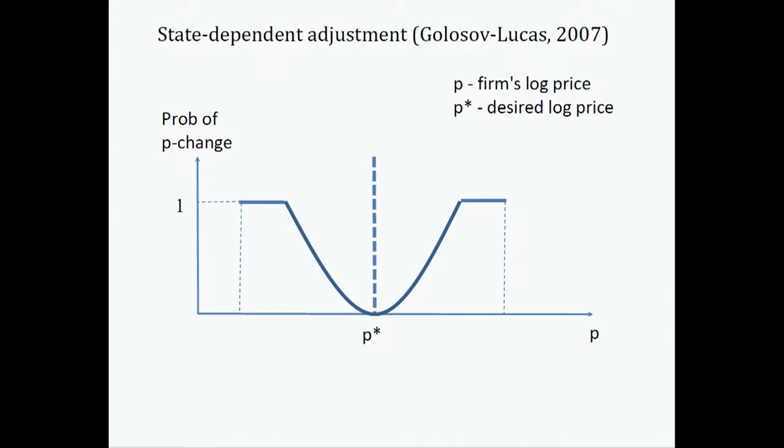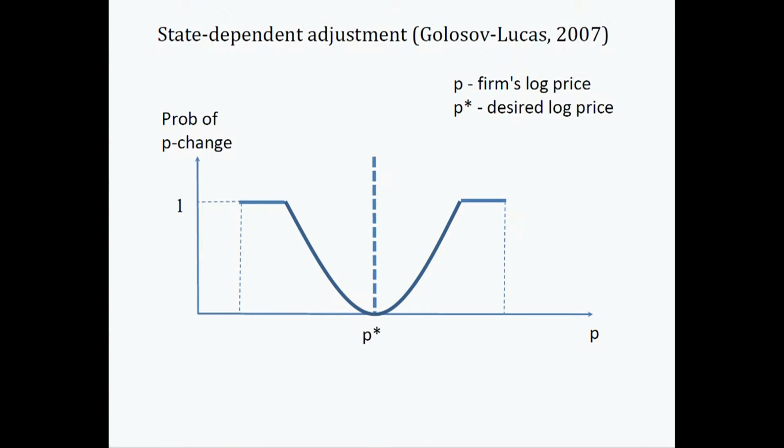It says that probability, the thick blue line, is 0 or close to 0 when this price is close to the desired price. Why? Because I have to weigh the benefits of adjusting this price from its current level to P star and compare it to the cost that I have to pay to change that price. And if my price is close to the P star, it's not worth it for me to adjust it.